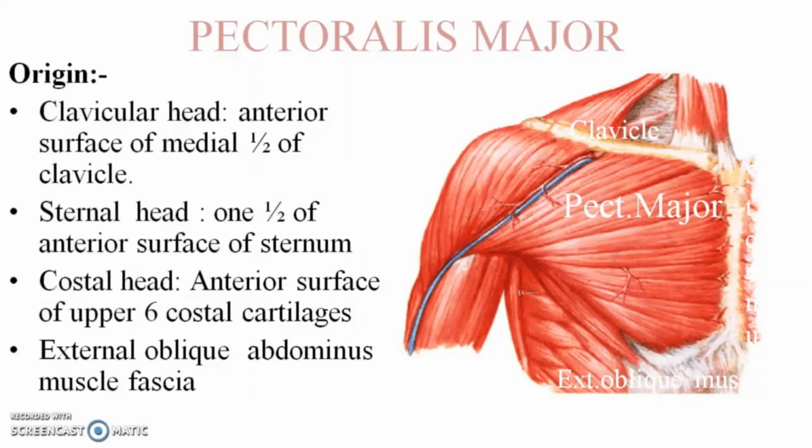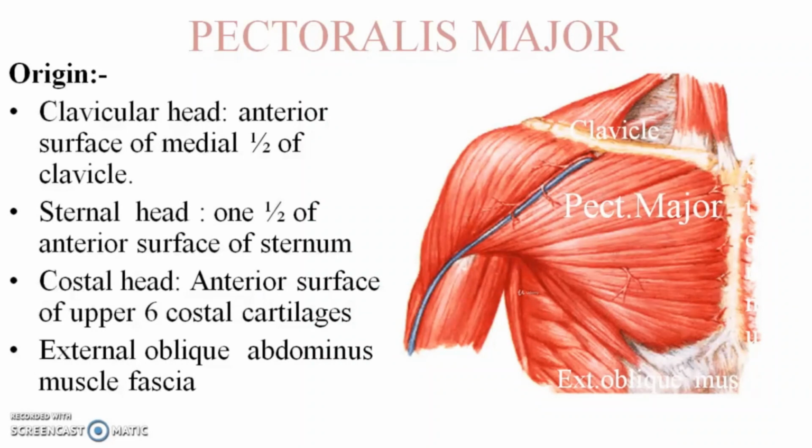So altogether four origins you have to keep in mind. One is the clavicle from above, another is from the medial aspect, from the sternum, and another from the rib cartilages. So the upper 6 costal cartilages are going to provide origin, and from the abdomen region we will be having the fascia covering the external oblique abdominis muscle also contributing for this particular muscle. That's all about the origin of this pectoralis major muscle.